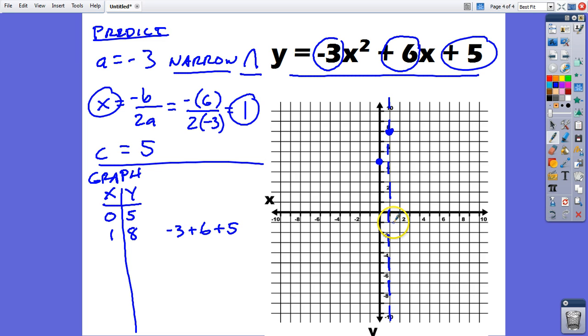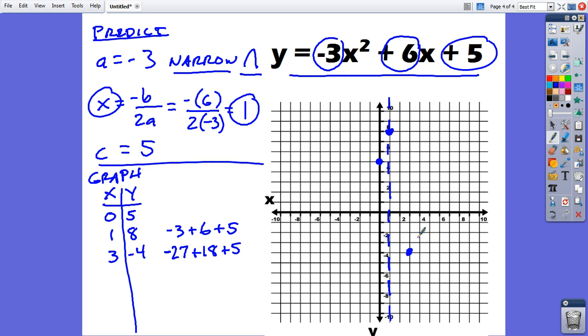And let's say x is 3. Well, 3 squared is 9. 9 times -3 is -27. 6 times 3 is 18. And then again plus 5. So -27 plus 18 is -9. -9 plus 5 is -4. So 3, -4.